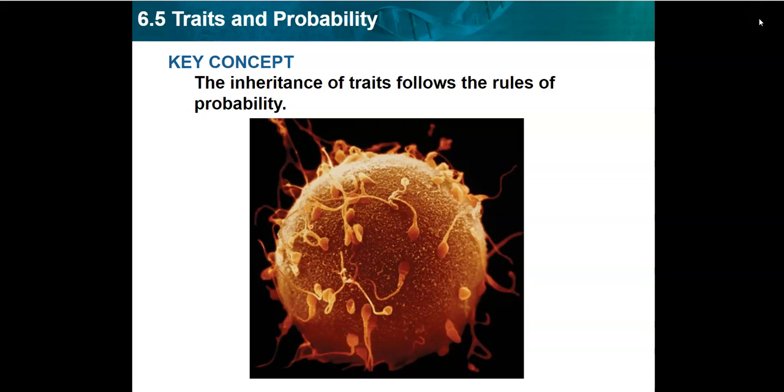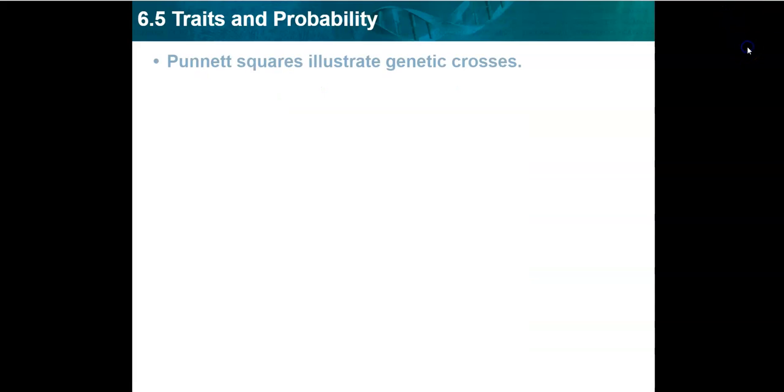Chapter 6, Section 5, Traits and Probability. Key concept: the inheritance of traits follows the rules of probability. So we're going to talk a little bit of math today.